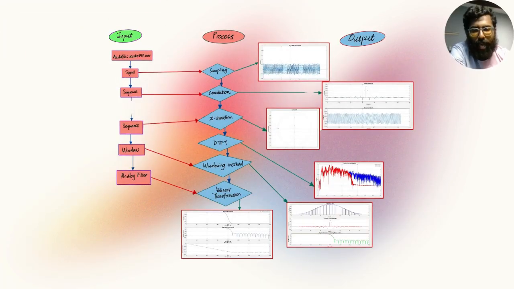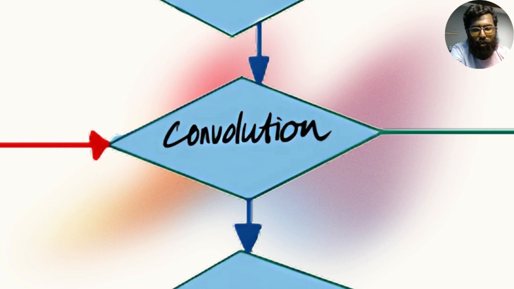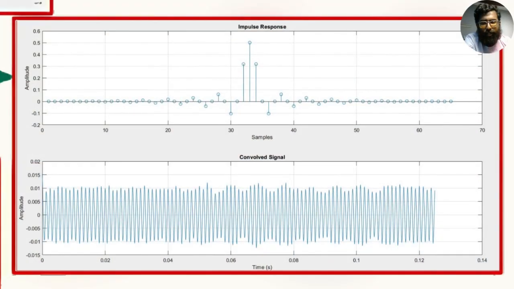My name is Vikash and I will be presenting about the convolution process. We use the sequence of signal that we obtained from the previous process. This sequence of values will go through the convolution process. The figure here is showing the output for the convolution process. There are two graphs. The first one is the impulse response and another one is the convoluted signal.